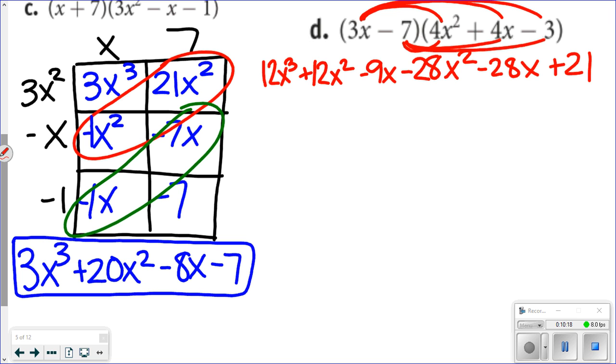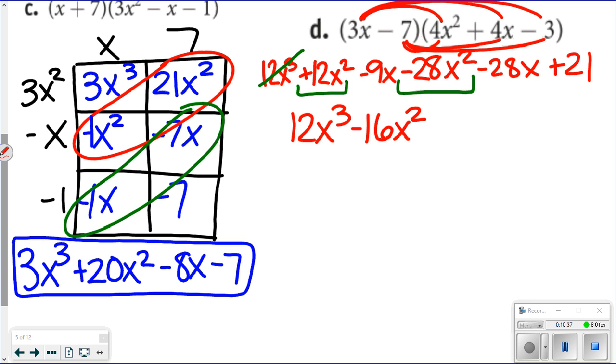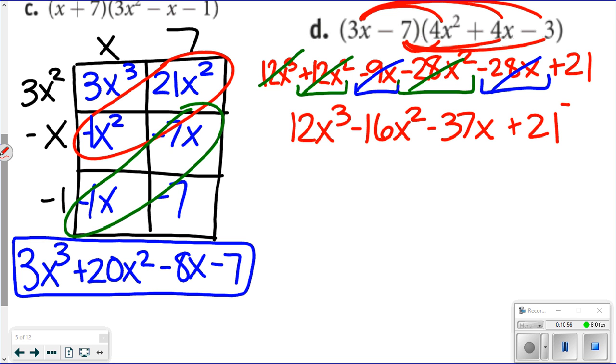So I have a 12x cubed, and I don't have any other x cubes. So that's done. And then we have 12x squared minus 28x squared. So that would be negative 16x squared. And these are gone. And then I have a negative 9x minus 28x, which gives me negative 37x. And these are both gone. And then I have a positive 21.